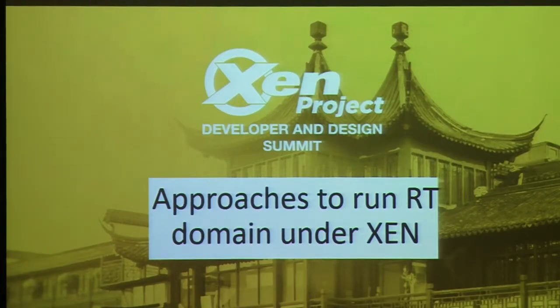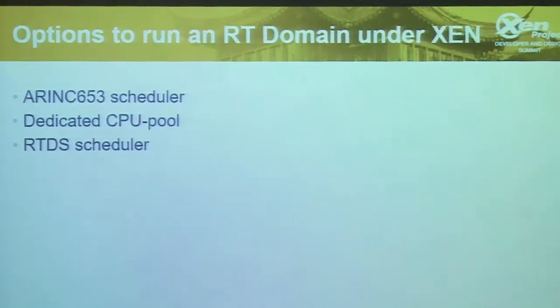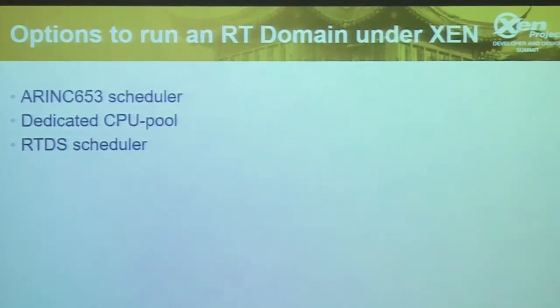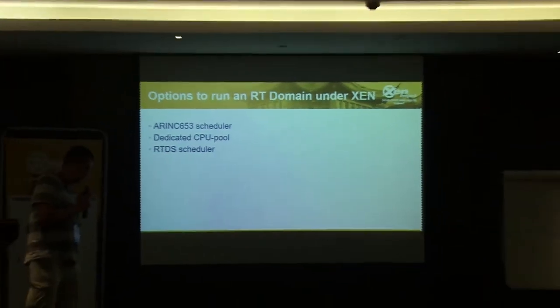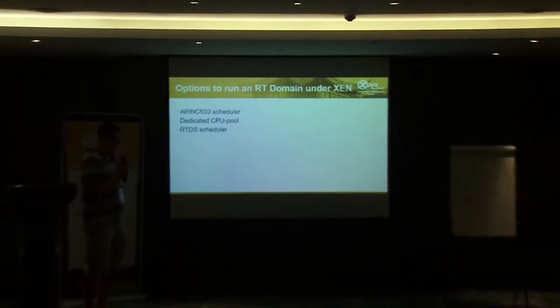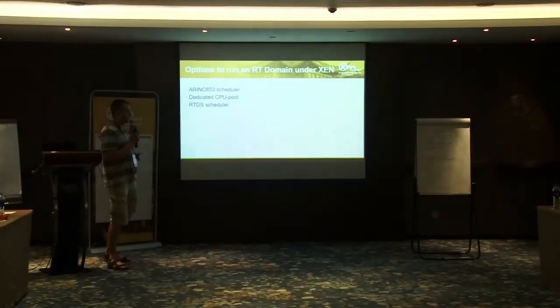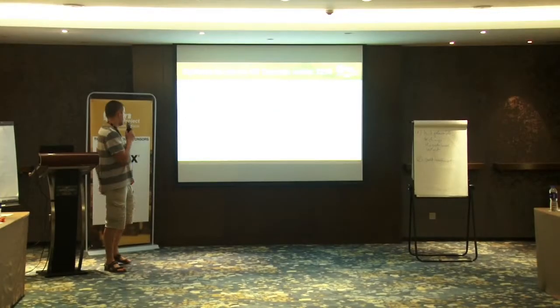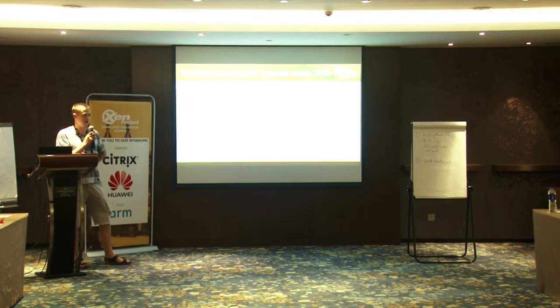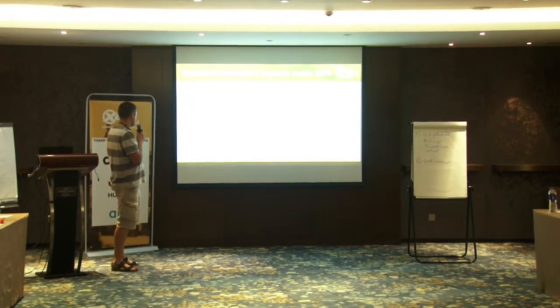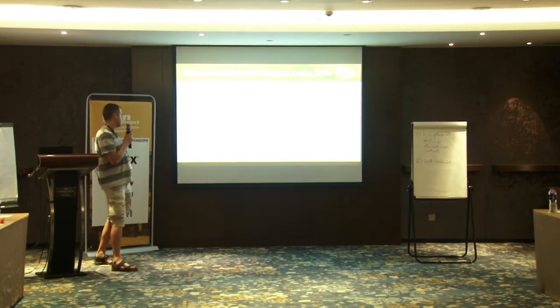Okay. How can we run an RT domain under Xen? We have the ARINC 653 scheduler, which was introduced to meet real-time characteristics for underlying domains. Also, an option is a dedicated CPU pool for the domain, and also the RTDS scheduler was introduced.